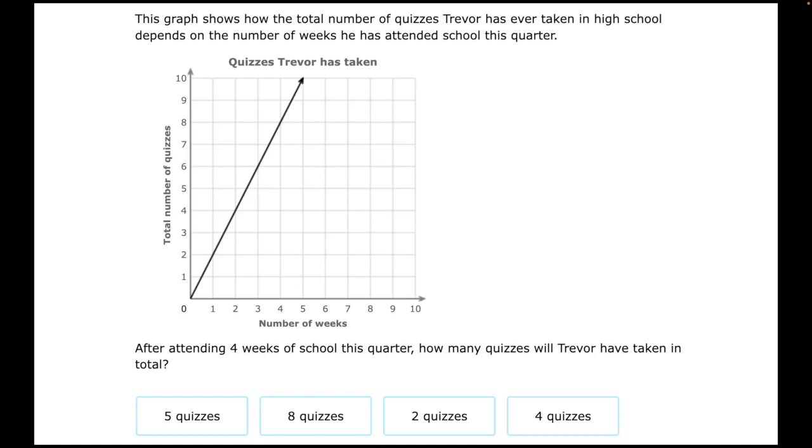Today we're going to be looking at how to evaluate a linear function from its graph. So they're going to give you a word problem, they're going to give you a graph, and then they're going to ask you a question about that graph.